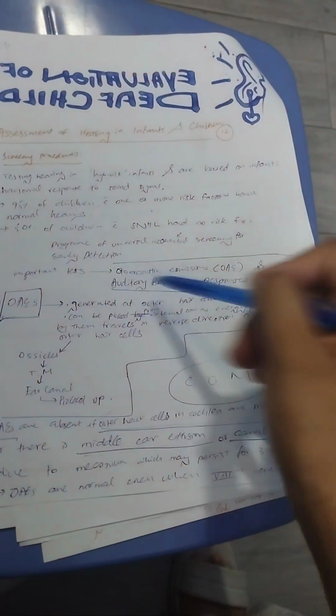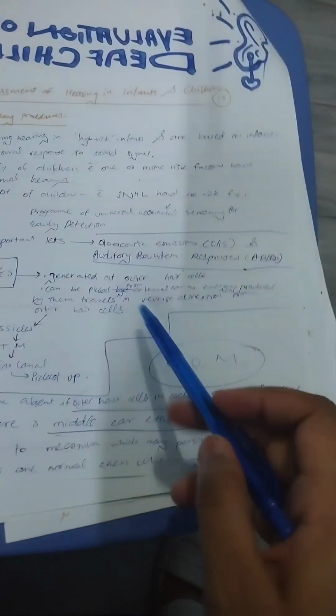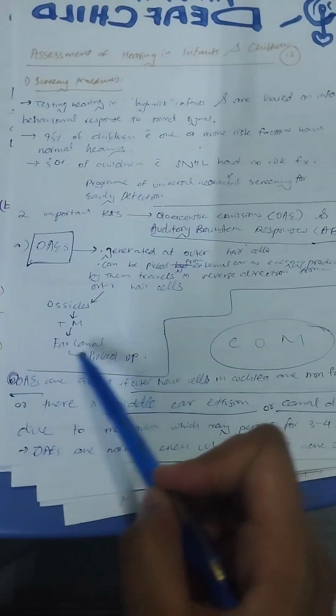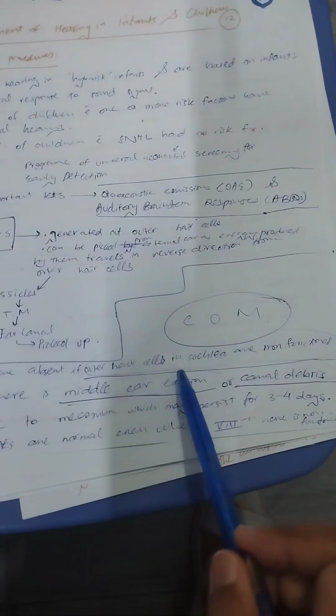Number 1 is OAE, and number 2 is ABR. So otoacoustic emissions are generated at the outer hair cells. They can be picked up from the external ear as the energy is produced by them. It travels in reverse direction from outer hair cells towards the ossicles, and then towards the tympanic membrane, and then towards the ear canal where it is picked up. And OAEs, or otoacoustic emissions, are absent if the outer hair cells in the cochlea are non-functional.